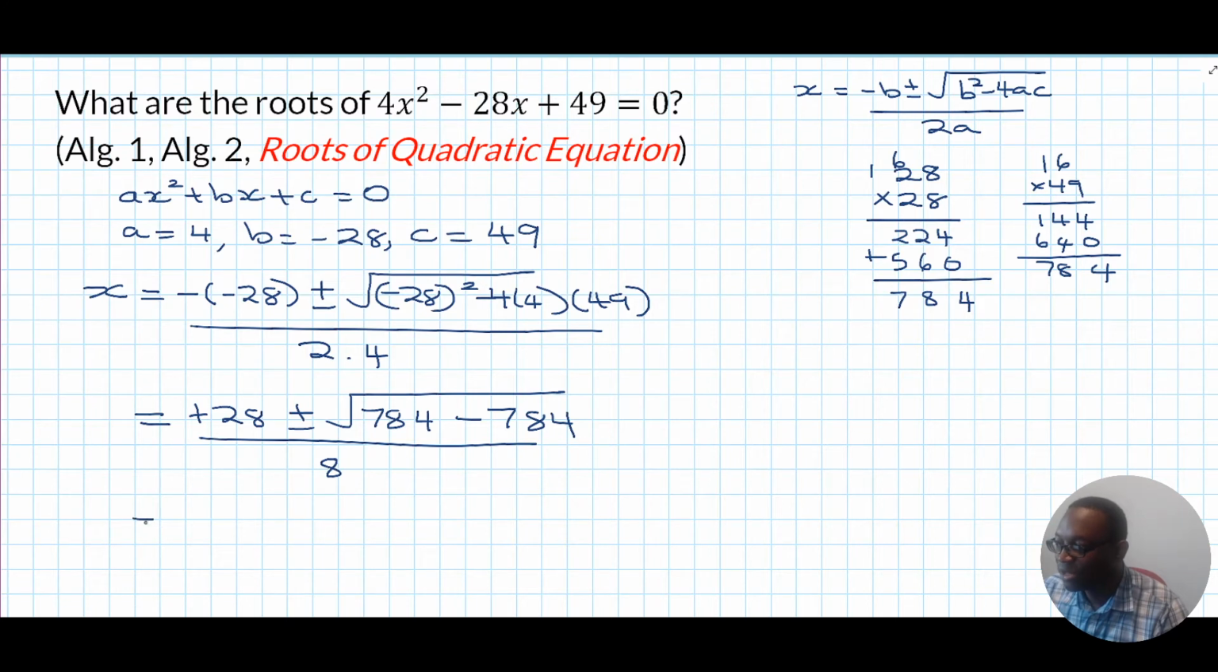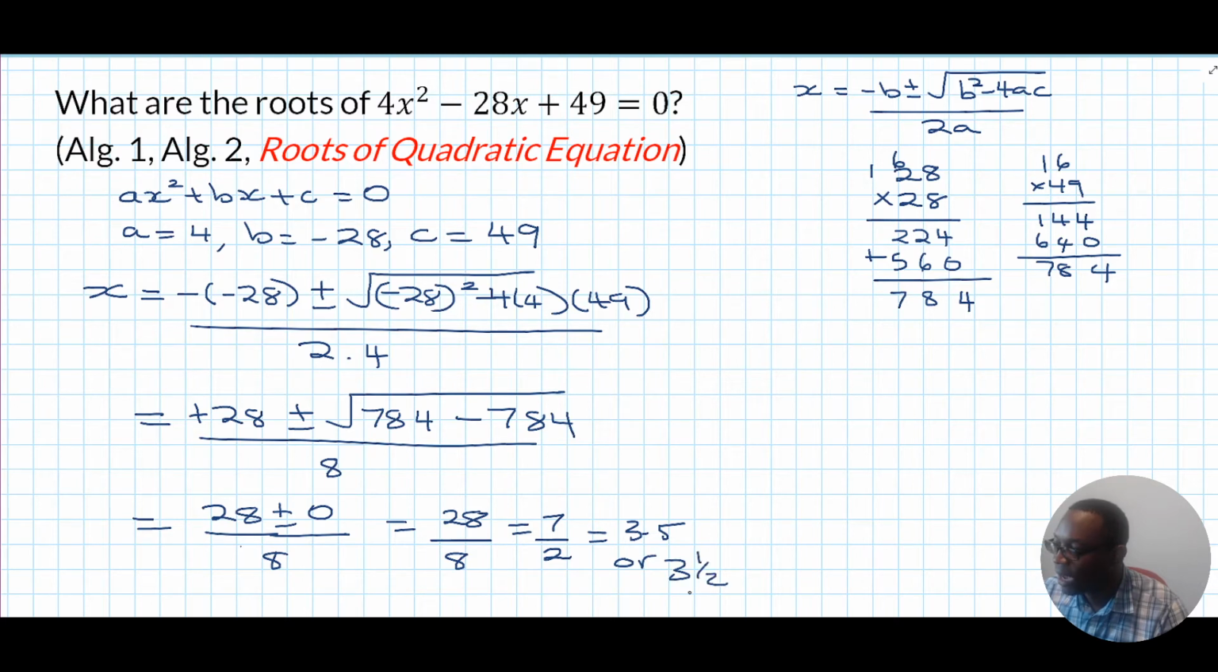So this is now going to give us 28 plus or minus 0, because the square root of 784 minus 784 is 0, square root of 0 is 0, and then we divide that by 8. So this is going to give you 28 divided by 8, which is also going to give you 7 over 2, which is 3.5. So Ini was correct. So that's one way to do it.